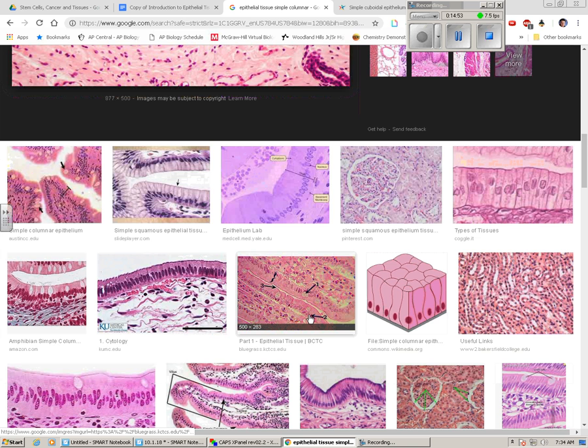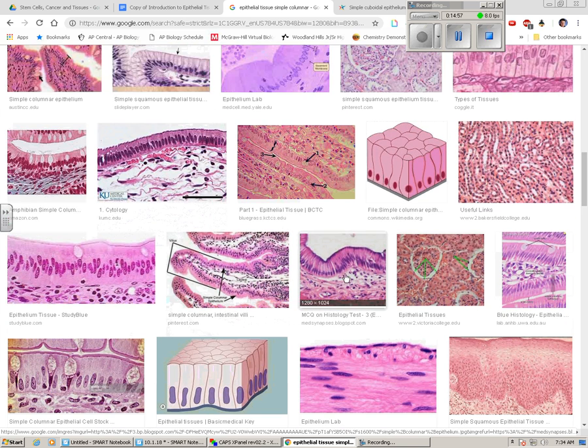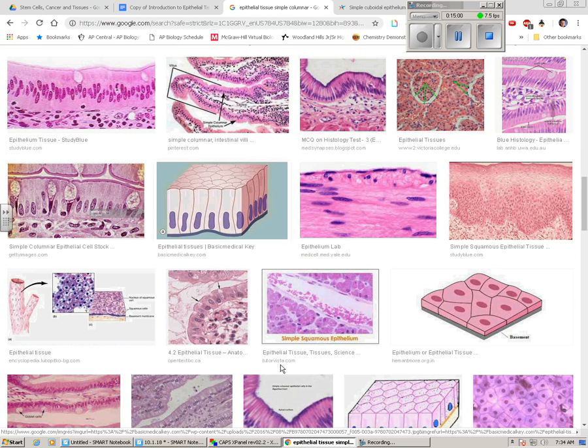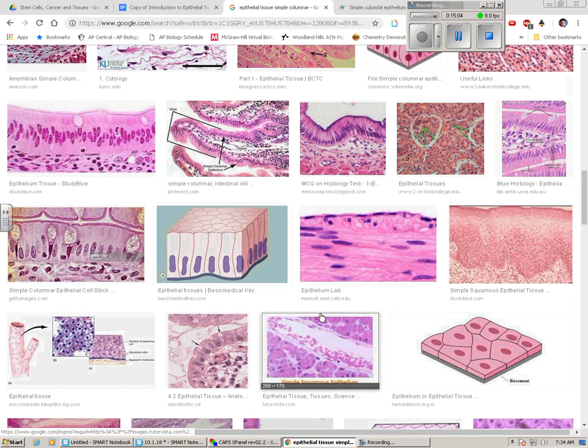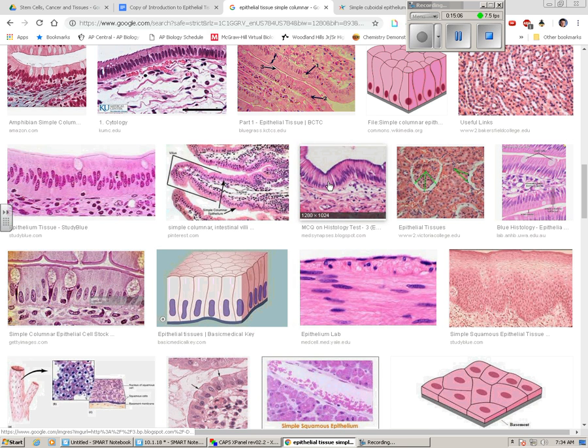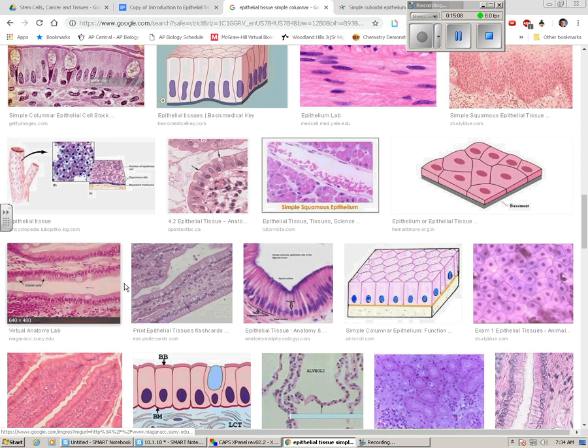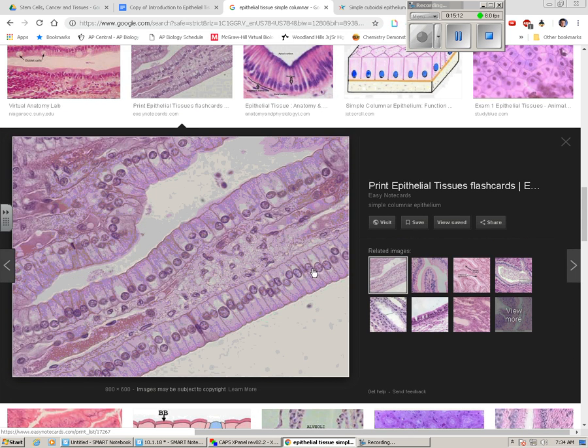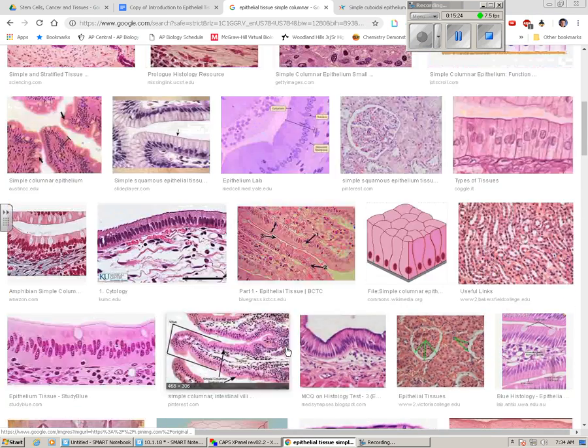So make sure that you get a good view of the slide, zoom into high power, 400 magnification, which is the eyepiece at 10 and the 40 lens, and then try to see, for example here, simple columnar cells all lined up on the opening. But again, this is super easy here because they found a really nice picture and zoomed in. You will have to be doing that yourself.